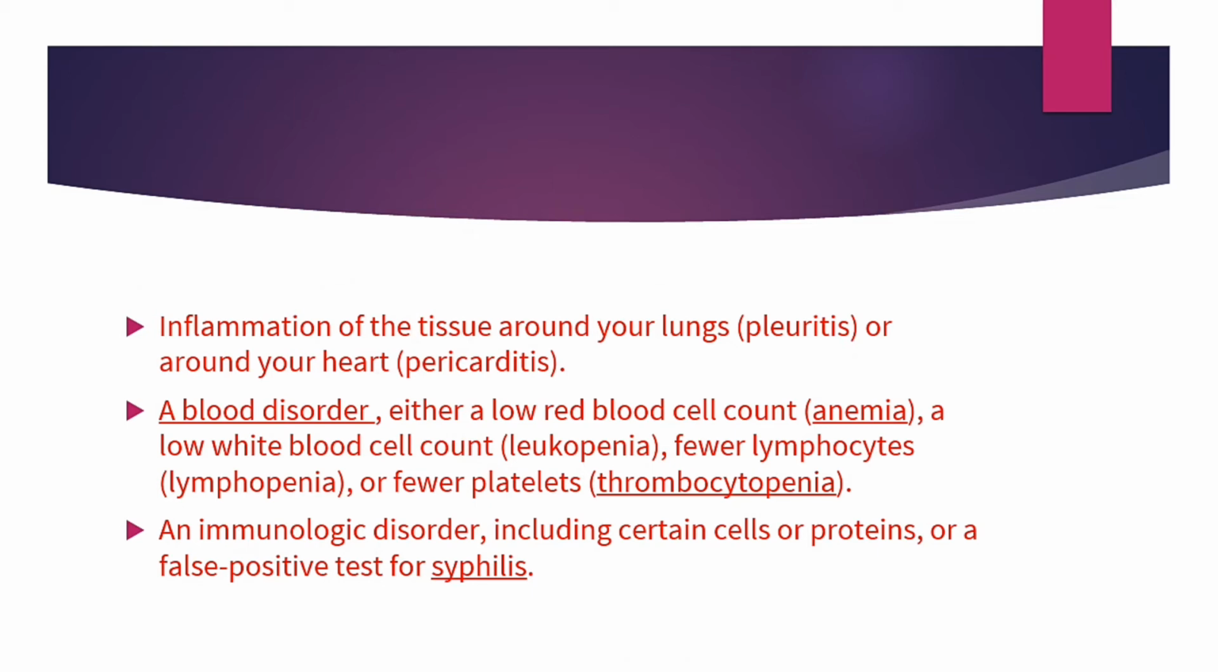Also there may be blood disorders, so the red blood count is lower, and the condition is known as anemia. Also sometimes the white blood count may be low, which is known as leukopenia. So penia means less and leuko means white blood cells, so leukopenia. Also sometimes fewer lymphocytes, which is known as lymphopenia. Also fewer platelets, which is known as thrombocytopenia.